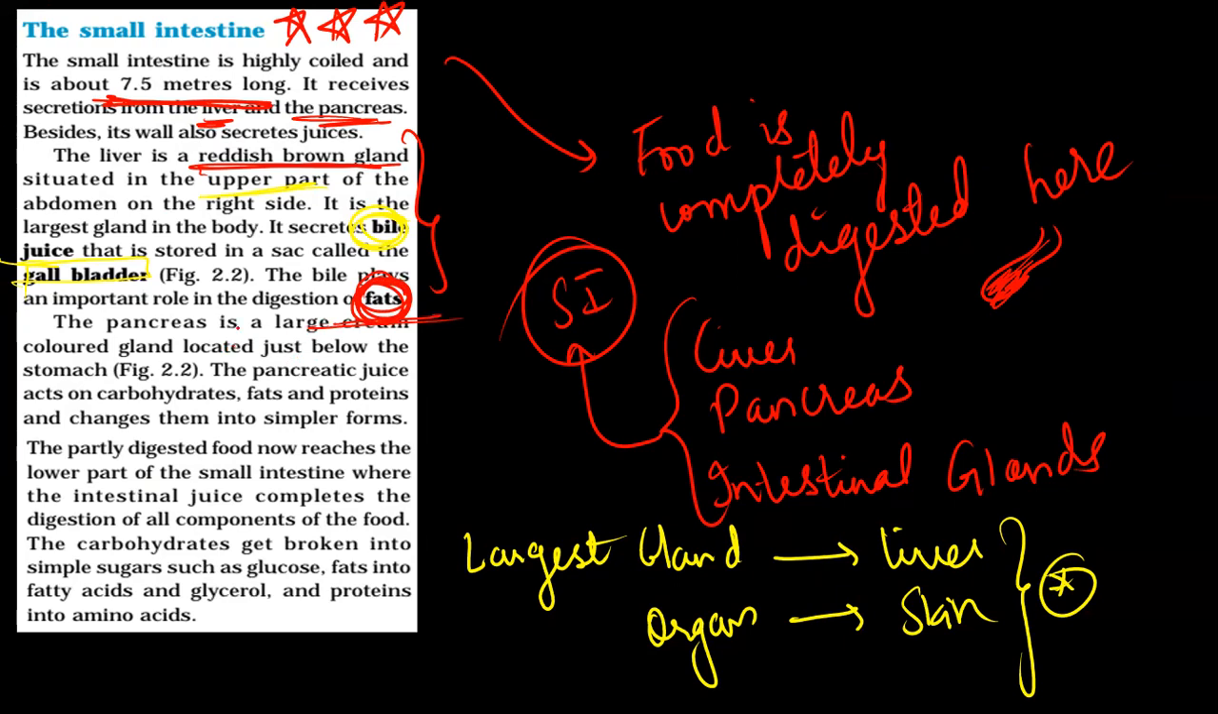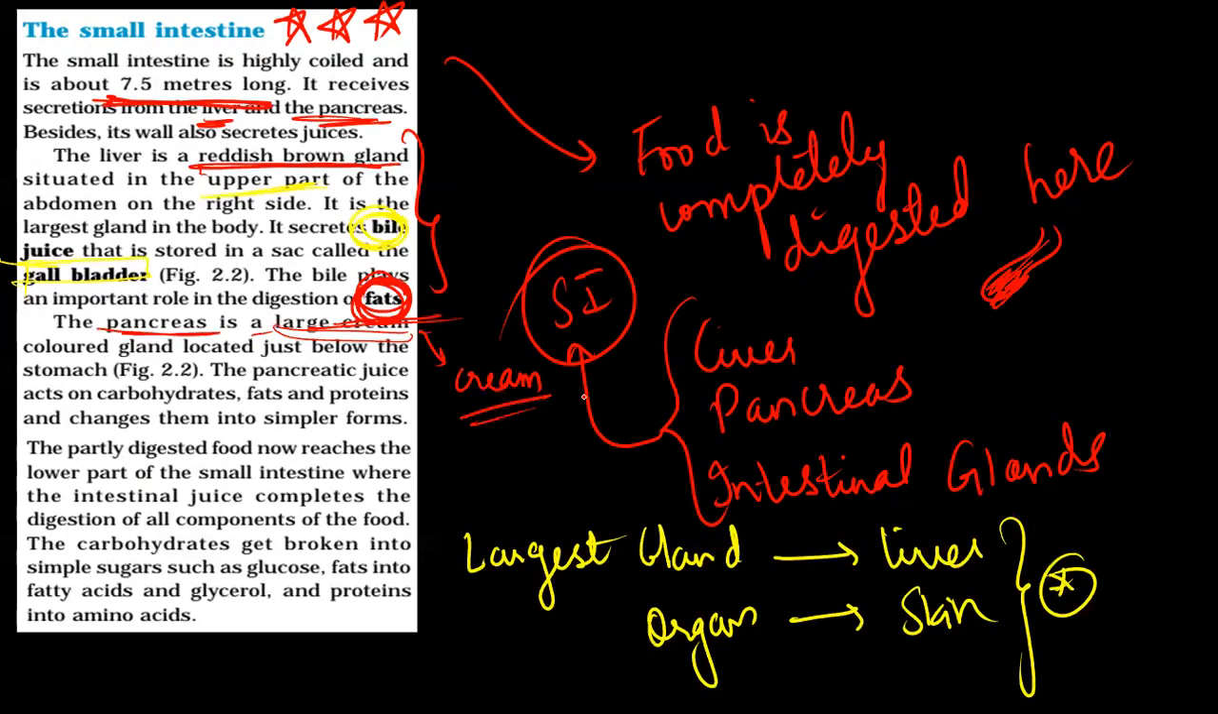Then moving to the pancreas. It is a large cream colored gland located just below the stomach. It secretes pancreatic juice which acts on carbohydrates, fats, and proteins and changes them into simpler forms. Now the partly digested food reaches the lower part of the small intestine where it completes the digestion of all components. Everything is completed here. So many secretions, so many processes, that food is completely digested.